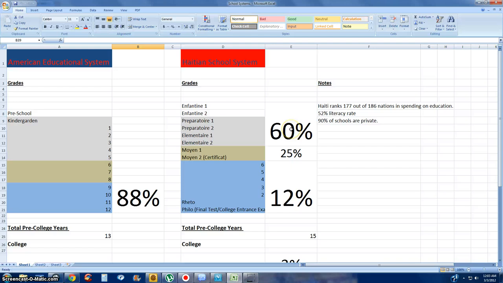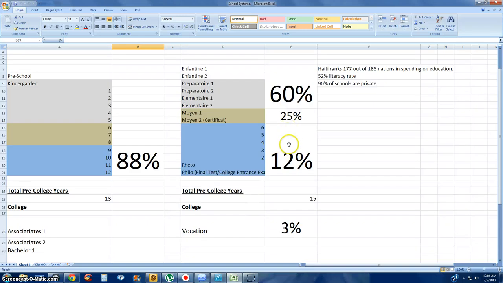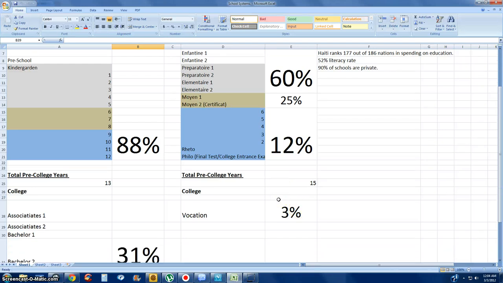According to my father-in-law, he believes that about 60% of Haitians who were able to go to school reached or completed the first level, which is elementary. From there, he believes that only about 25% complete the middle school level. And then from there, he believes that only 12% was able to reach or complete the high school level. And then from there, he says about 3%, 3 to 5% is able to go to college.